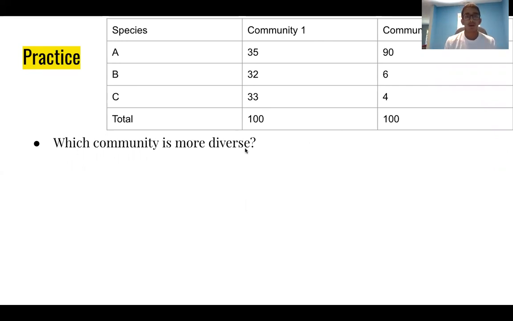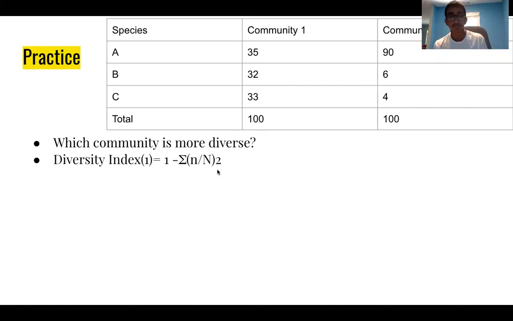So now let's start by setting up the equation, which, as I said before, is 1 minus the sum of the species population over the total population. This would be the species population, and this would be the total population. As you can see, both communities have the same total population.